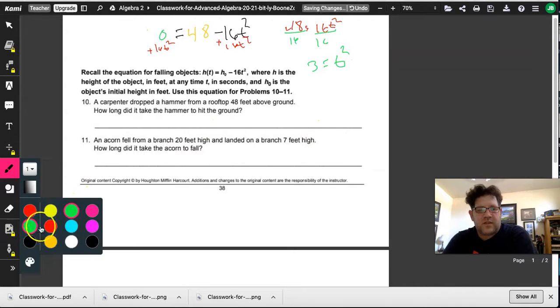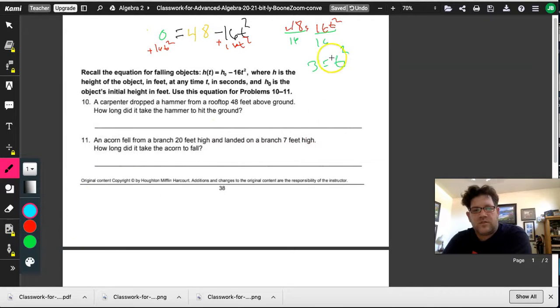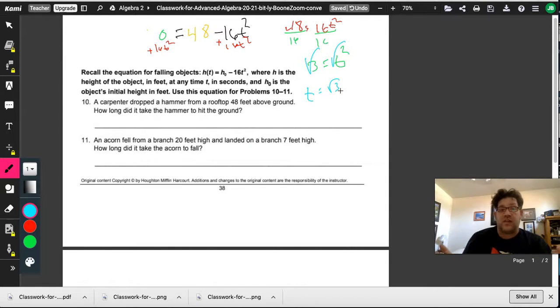Okay? So then the last step is, well, what's t? We take the square root of both sides. T equals the square root of 3. So that's how long in seconds it would take. It would be the square root of 3. You can leave it there. I don't need you to do the decimals. I think it's like 1.3, 1.4 or something. I don't know. I don't need the actual decimal. Just radical 3. There you go.